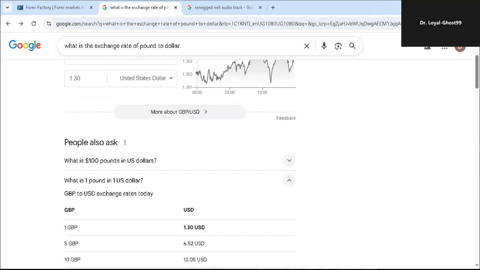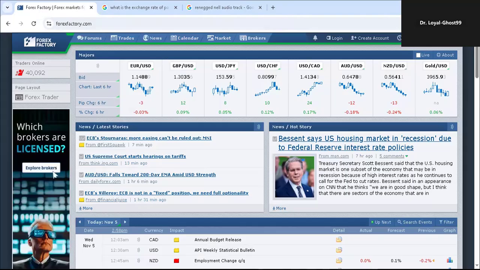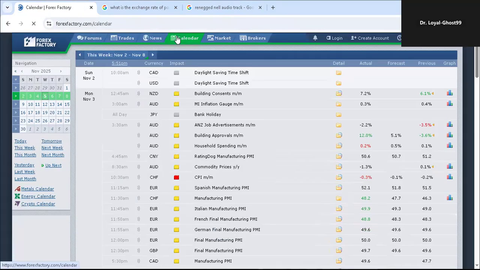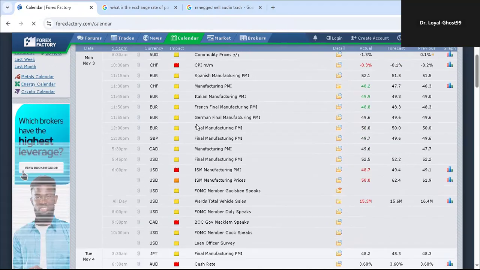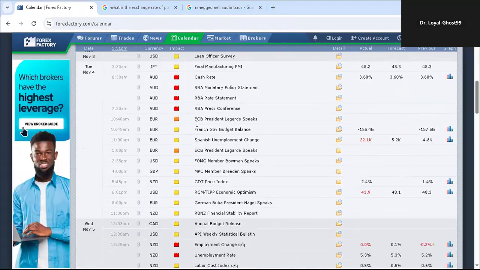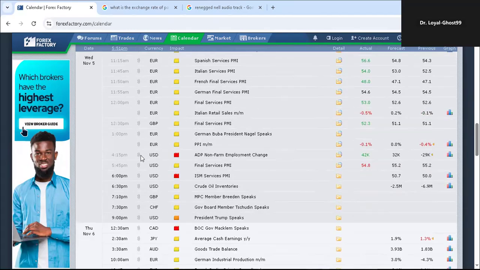By the way, let me first check what the calendar is saying. Today, what news do we have? Today's Wednesday, and at 6 p.m. there is news.